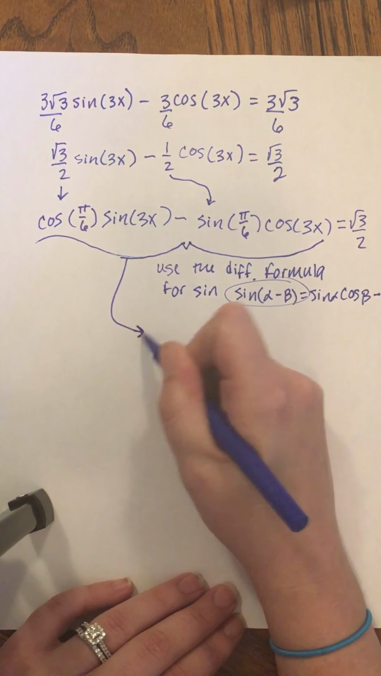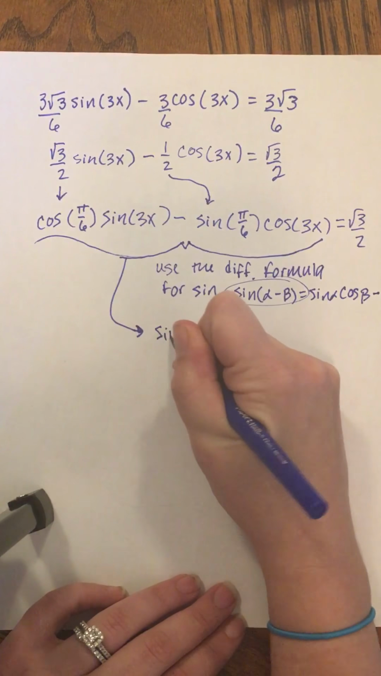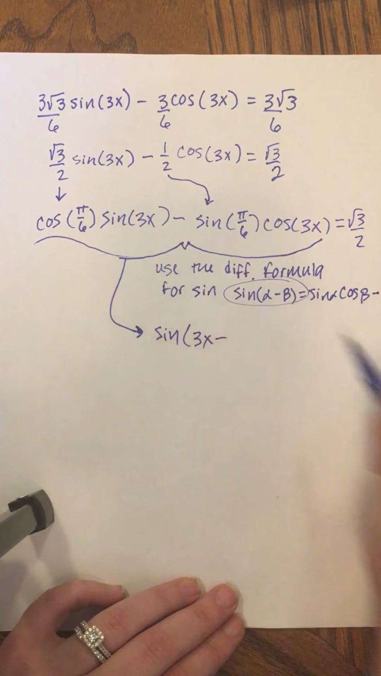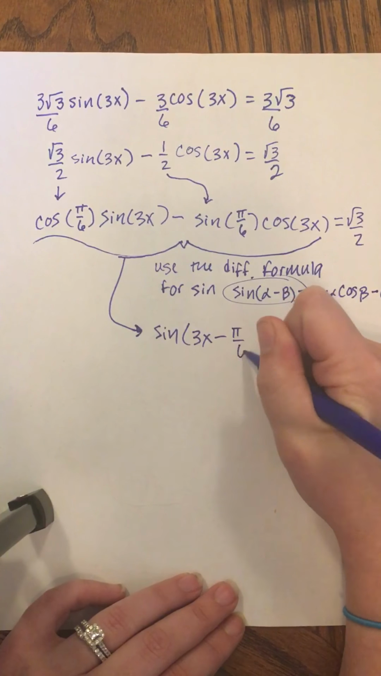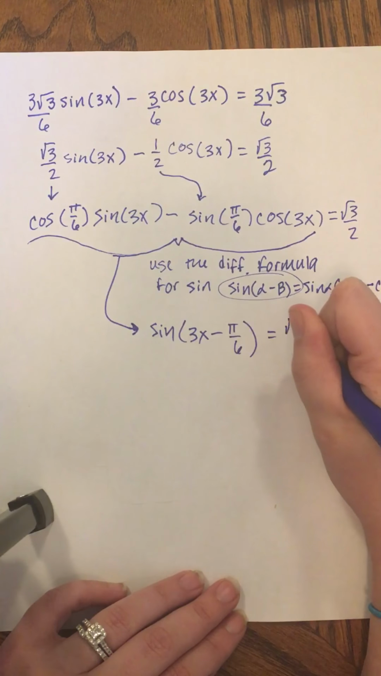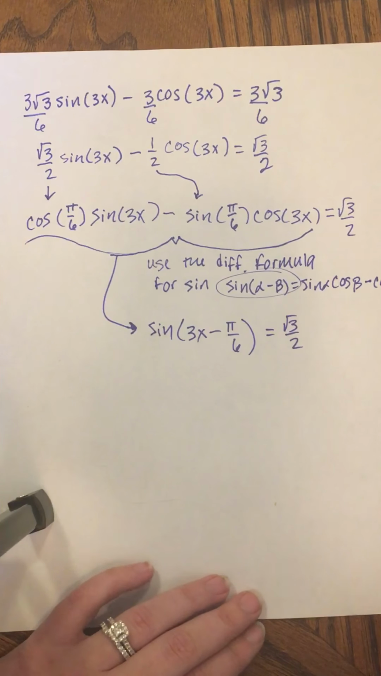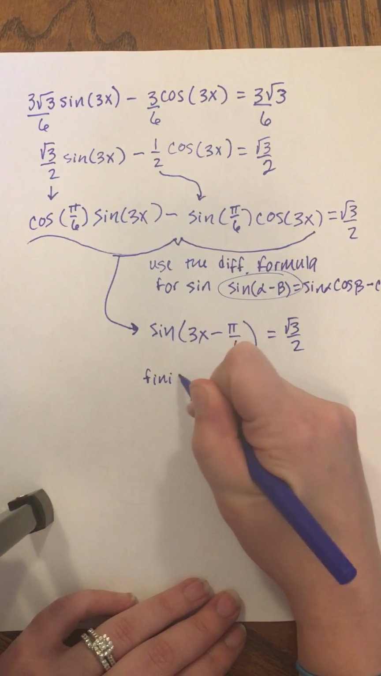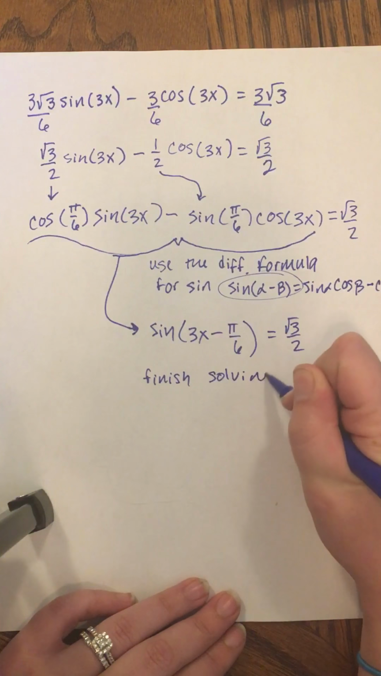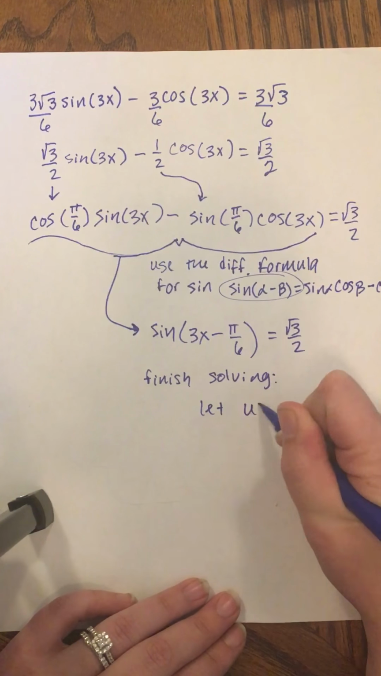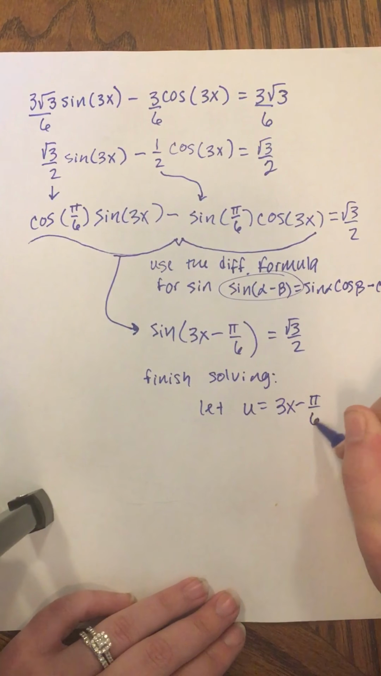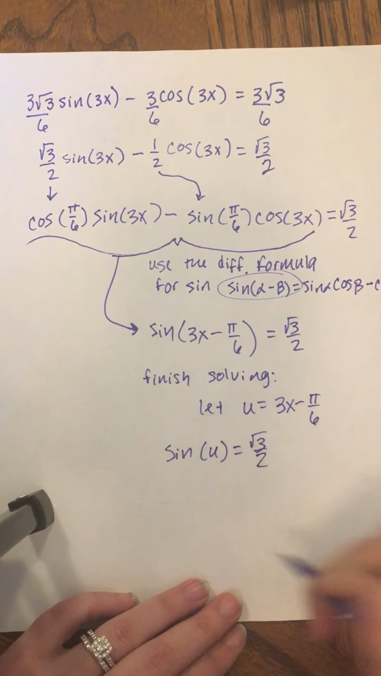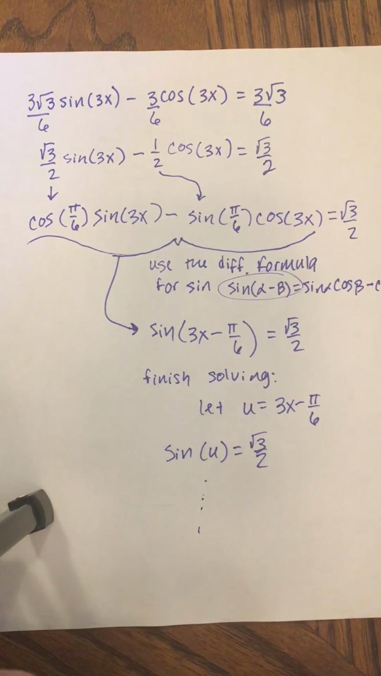So what this becomes is sine of 3x, which is our alpha, minus pi over 6. Okay, and then it's going to equal square root 3 over 2. And now from here you can solve with just a simple substitution, right? So to finish solving, we can let u equal 3x minus pi over 6. So that would give us sine of u equals square root 3 over 2. And then I'm going to just leave you there to try to finish the problem. Okay?